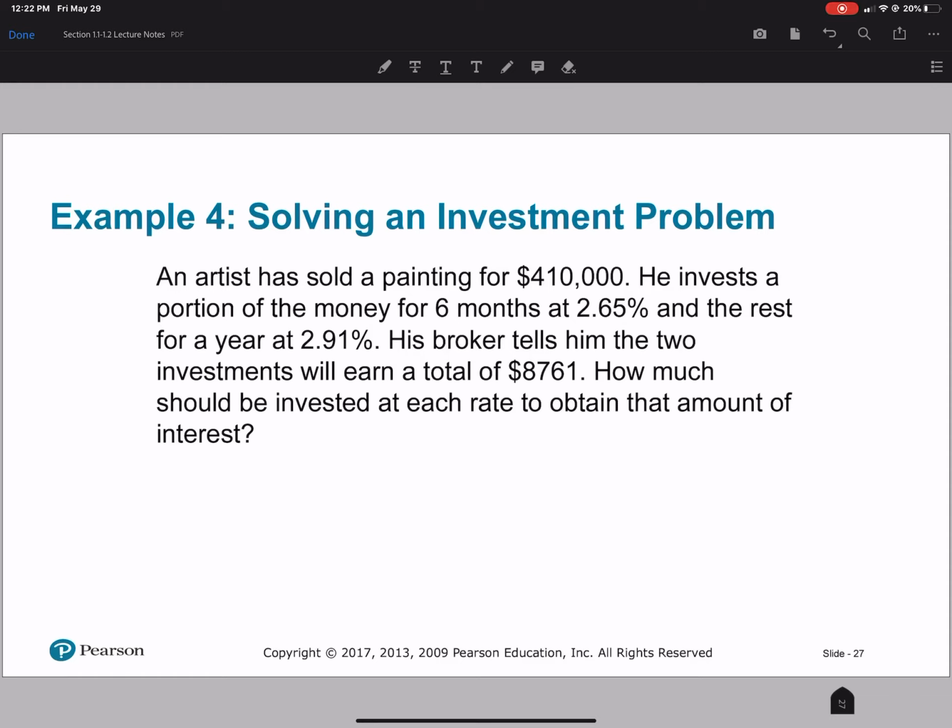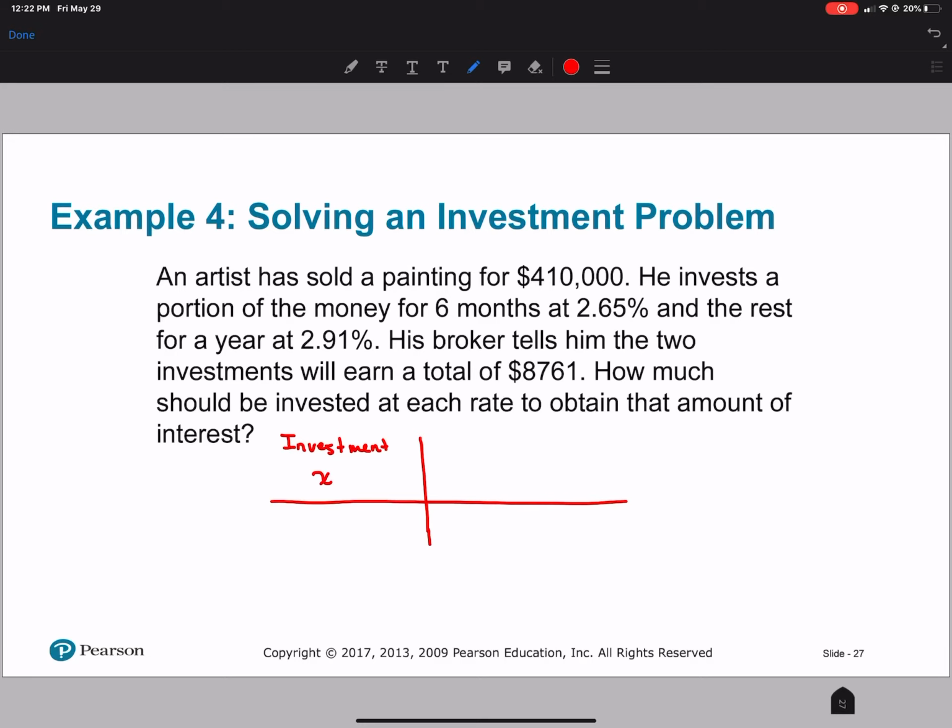So, let's look at what we got. So, we know we started off with what? So, you're trying to figure out how much the first thing we invested. So, the first investment, we know we started off with X. So, we don't know how much. We got to figure that out. The second investment was $410,000 minus the first investment.